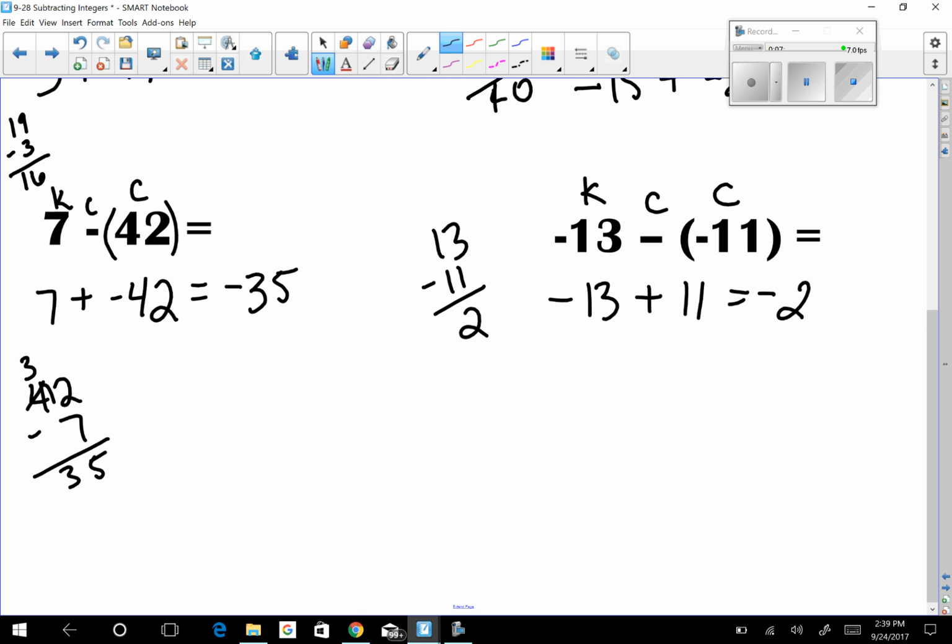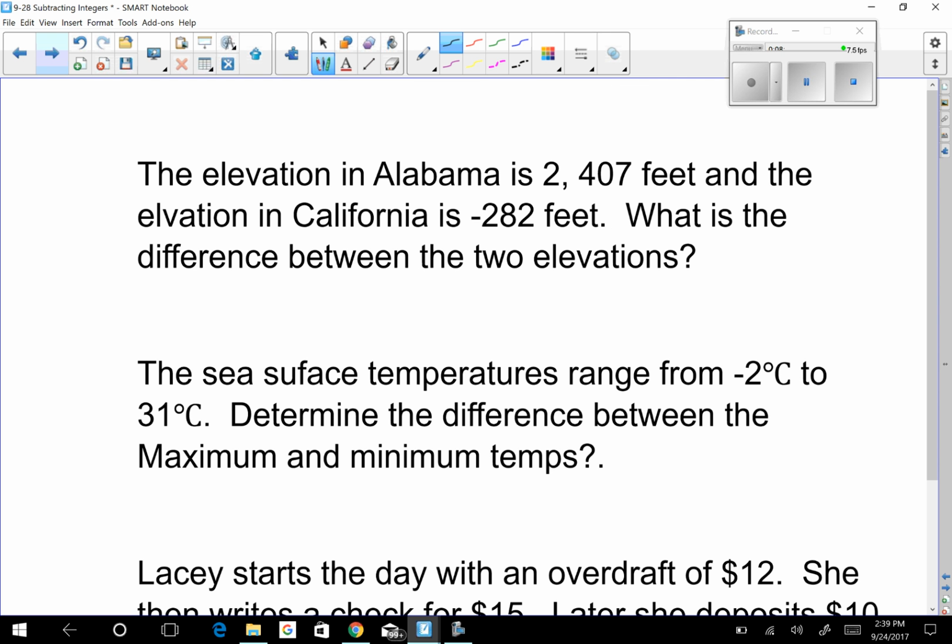And now we're going to try a few word problems. Now the word problems, you don't need to write down all these words because that's going to take you forever. But you need to understand the process and write down some notes possibly on some words that might mean something. So the elevation in Alabama is 2,407 feet, and the elevation in California is negative 282 feet. What is the difference between the two elevations? What does difference mean? Difference means to subtract. So write that down. Difference means to subtract.